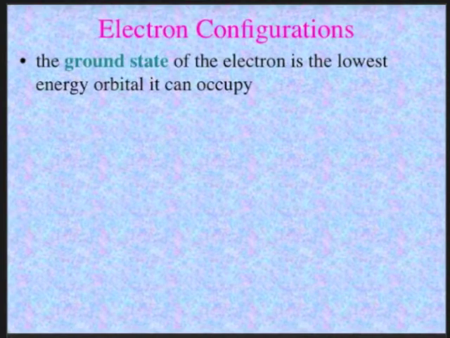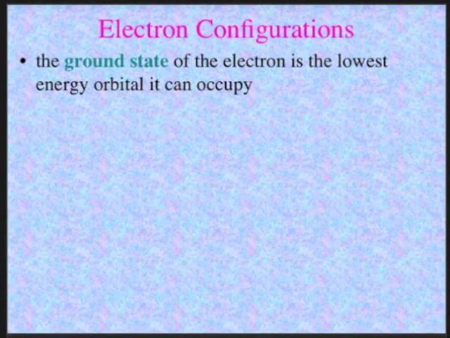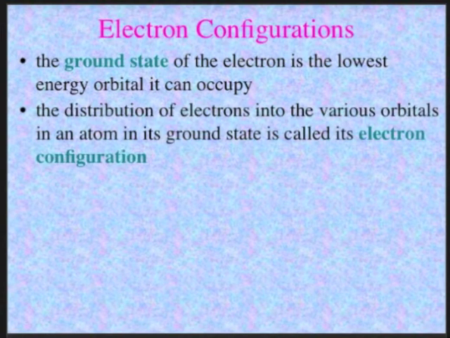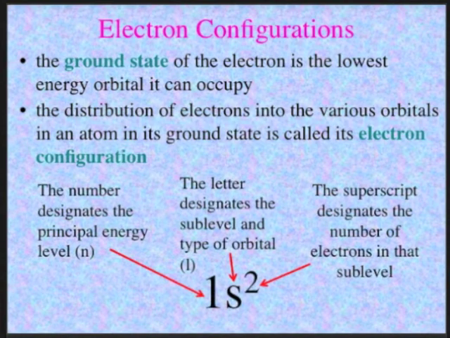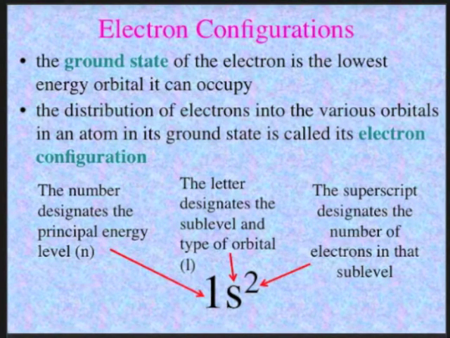The ground state of the electron is the lowest energy orbital that it can occupy. And the distribution of electrons into the various orbitals in an atom in its ground state is called its electron configuration. So here's an example of an electron configuration. This is helium's electron configuration.